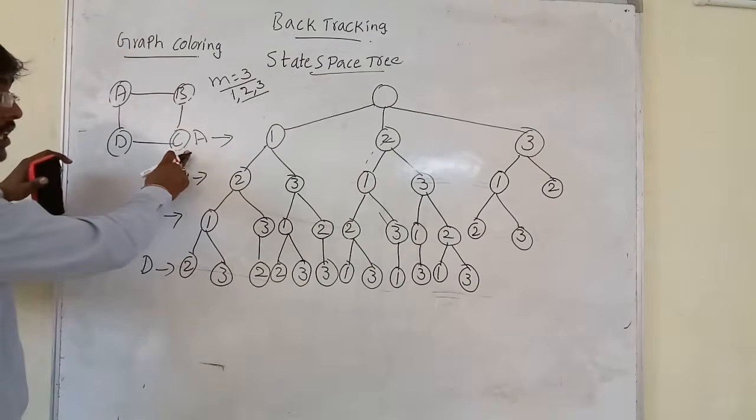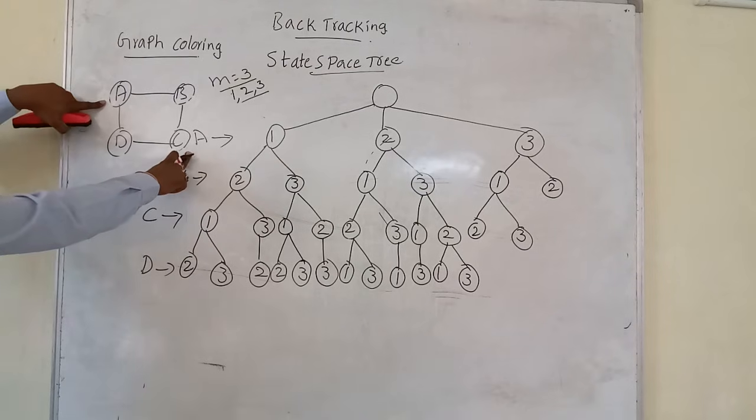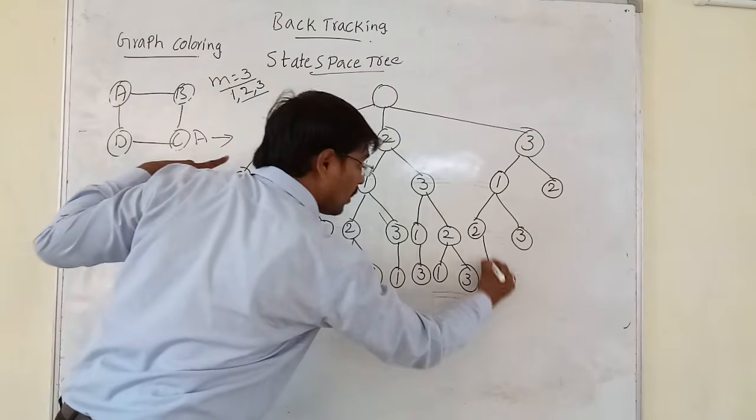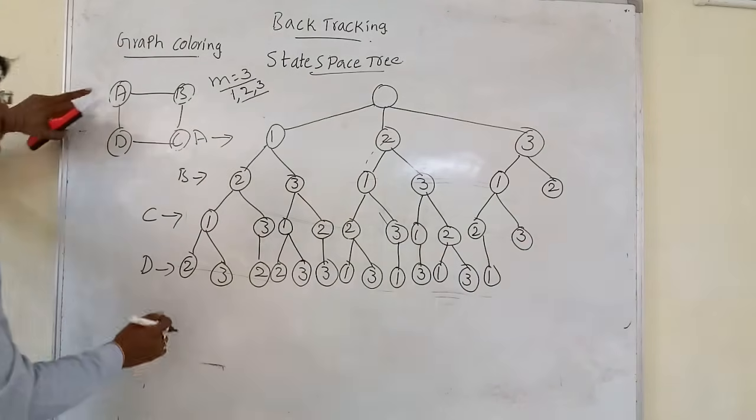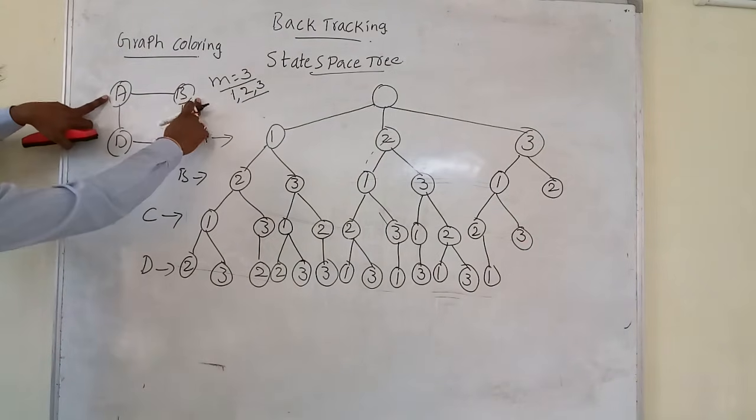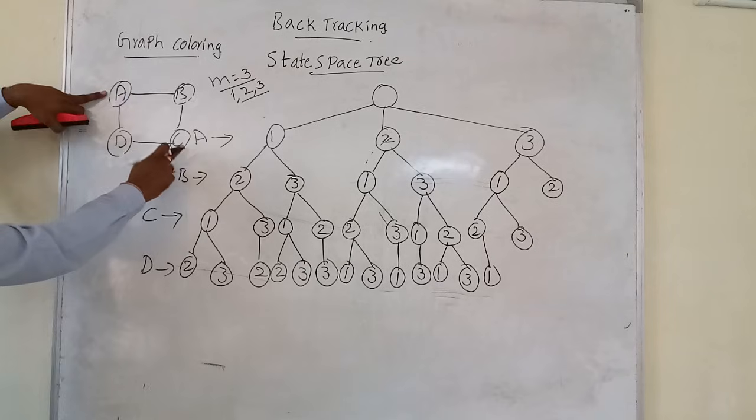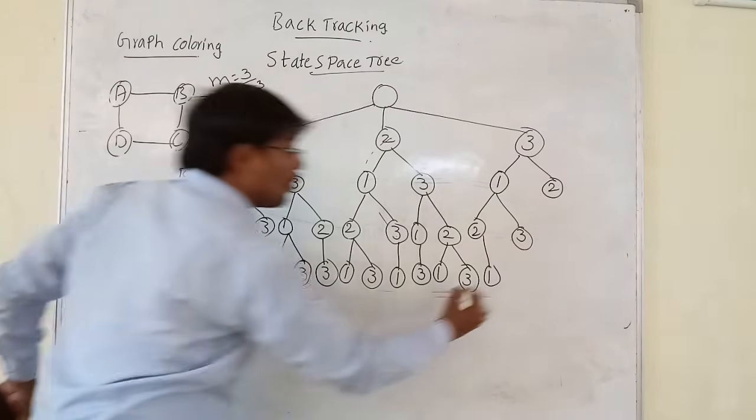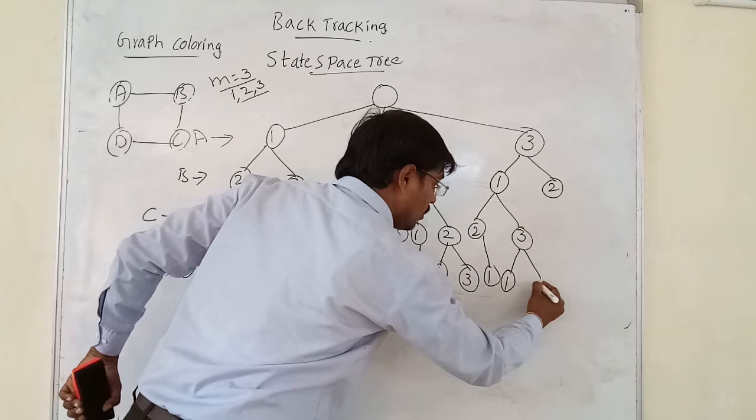So now C is colored with 2, A is colored with 3. So this is 3, this is 2. Only remaining color is 1. Now come to this one. A is 3, B is 1, C is 3. So this is 3 and this is also 3. So remaining possible cases are 1 and 2.